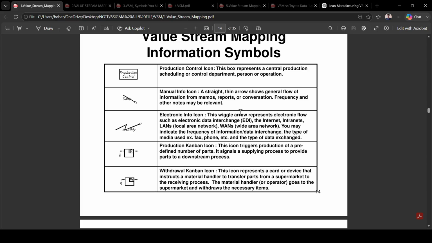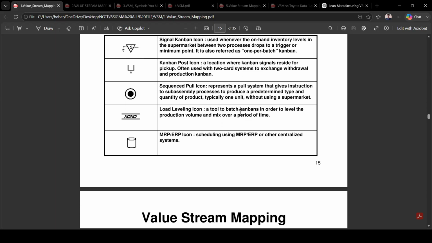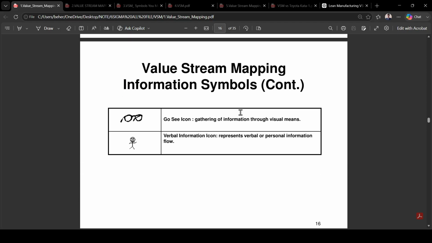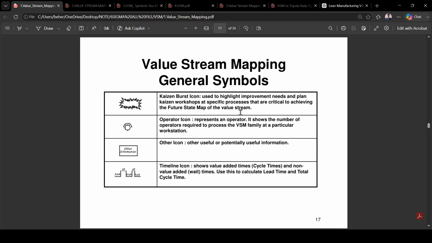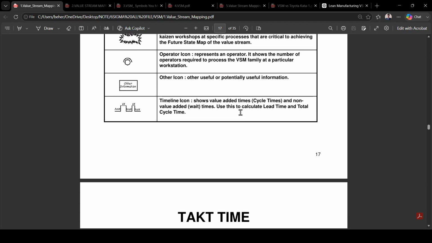And this is the production control icon. And this is the manual information icon, electronic information icon, production Kanban icon, withdrawal Kanban icon, signal Kanban icon, Kanban post icon, sequence pull icon, load leveling icon, MRP or ERP icon, go see icon, verbal information icon, then a Kaizen burst icon, operator icon, other icon, timeline icon.